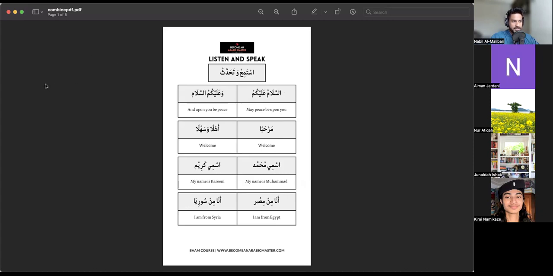First one, Ayman and Akila. Ayman takes the line on the right. Akila takes the line on the left. So I'm going to recite for you first. Assalamu alaikum. Wa alaikum assalam. Marhaban. Ahlan wa sahlan. Ismi Muhammad. Ismi Karim. Ana min Misr. Ana min Suriya. When you take the conversation, you're not going to use this name, you're going to use your own name, and your own country, inshallah.